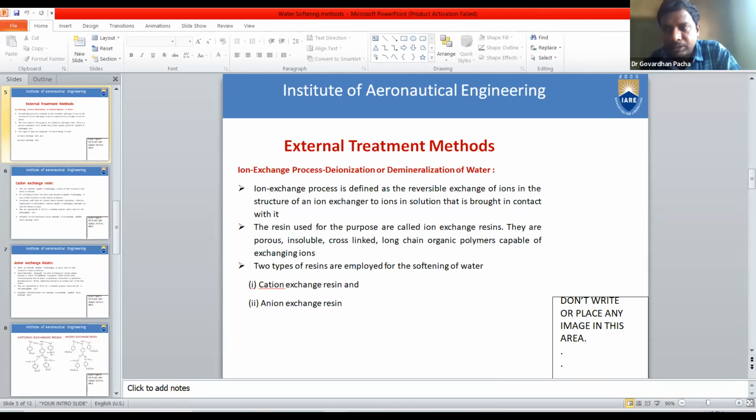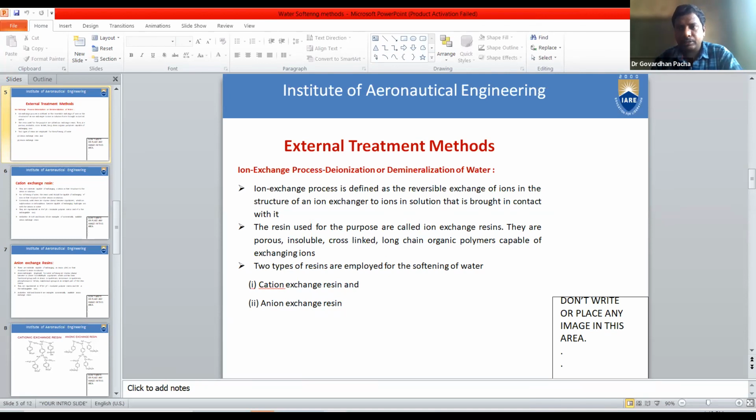Now we discuss the individual cation exchange resin and anion exchange resin. What is the representation for the cation exchange resin? RH, where R is an insoluble polymer matrix, and the H+ ion acts as the exchangeable ion. This is very important. What are the commercially available cation exchange resins? Amberlite IR 120 and Dowex 50 are examples of cation exchange resins.